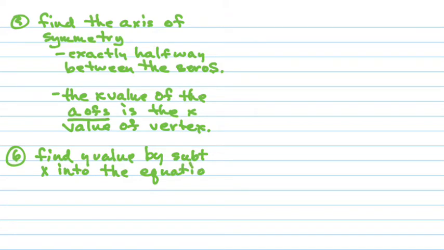So if x was 2, everywhere you see an x, you'd plug in 2. And that'll give you the y value. Is it the x like the middle point? Yes, it's the value of the axis of symmetry.